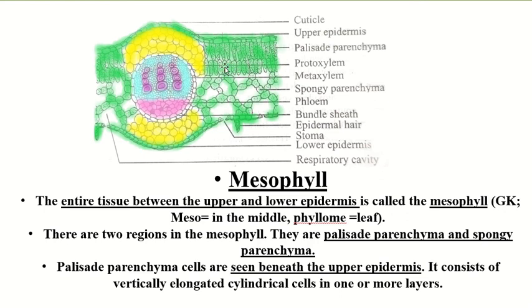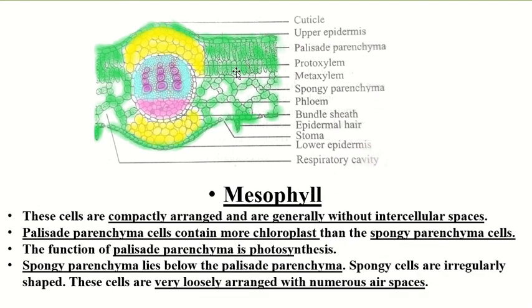Palisade parenchyma cells are present beneath the upper epidermis, and as I said before, they are elongated cylindrical cells in one or more layers. In this picture you can find two layers of palisade parenchyma cells. And these cells are compactly arranged without intercellular space. The palisade parenchyma cells contain more chloroplast when compared to the spongy parenchyma cells. The palisade parenchyma function is photosynthesis because it contains the chloroplast.